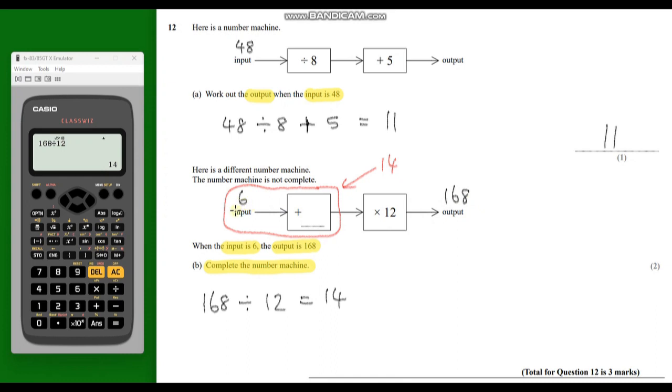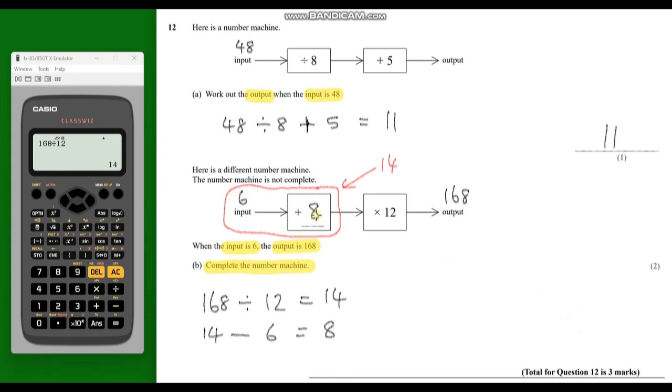So now we've got 6, we're putting 6 into the number machine, we're adding something, and we're getting 14. So again, we're going to be working backwards. To work out what our missing number is, we're going to subtract 6. So I'm just doing the opposite. So we're going to do 14 minus 6, and that will give us 8. So our answer is 8. And you can see that makes sense because 6 plus 8 does give us 14. So notice for each part, I just worked backwards. I did the inverse operation. I don't think we need to write any answers down here. It just says complete the number machine.